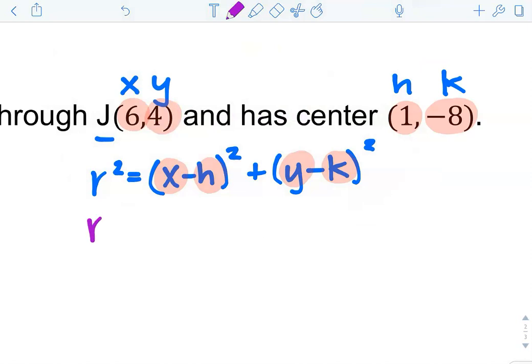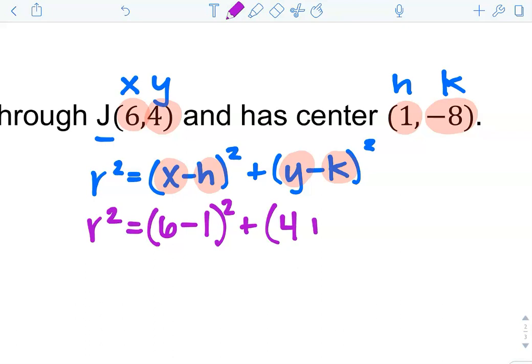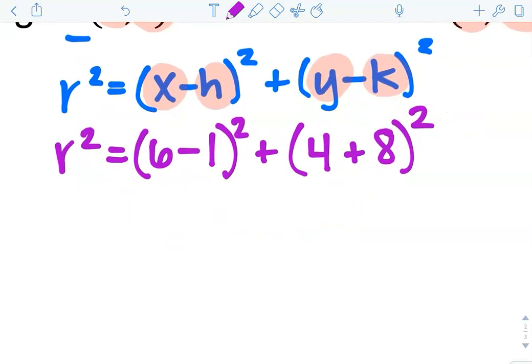So I don't know my radius. I leave it as radius squared. X is 6 minus my h of 1 squared plus y of 4 minus a -8 would become plus 8. So then I'm just simplifying. Well, 6 minus 1 is 5.